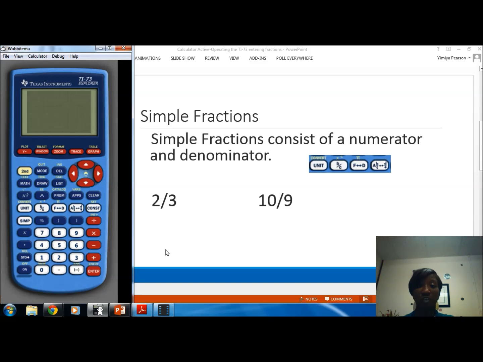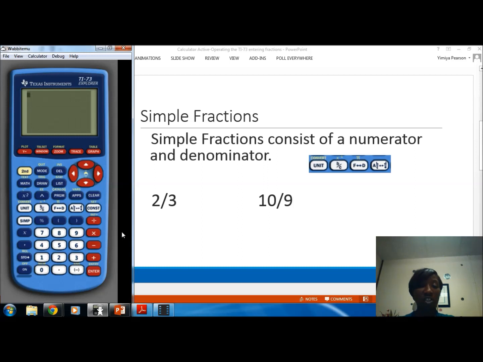We're going to first look at simple fractions, and these are the ones that consist of just the numerator and the denominator. Here I've taken a screenshot of the row of keys that will primarily be used when you're dealing with fractions. So first we're going to enter the fraction 2/3, and if you look at the second key on this row, B/C, this looks like this fraction, 2/3.